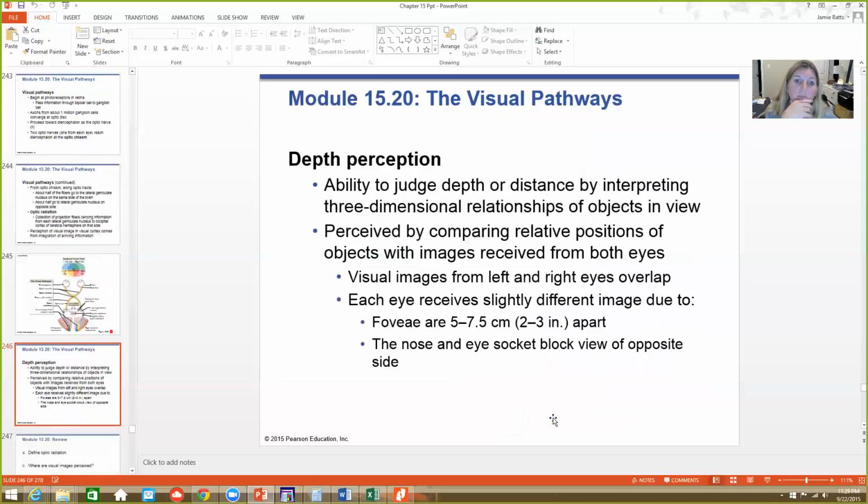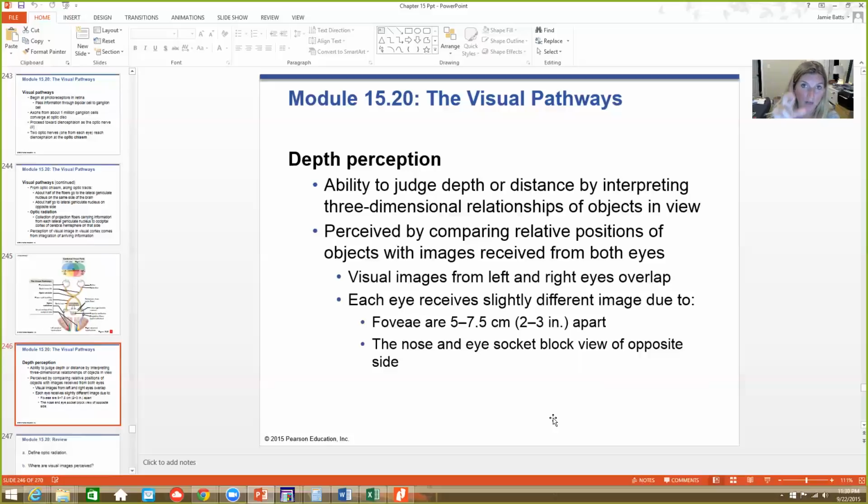How do we see depth? Well, the ability to judge depth and distance is by interpreting a 3-dimensional relationship of all of the objects that we see. So it's perceived by comparing the relative positions of objects with images from both sides of the eye. So really, if you just have one eye, your depth perception disappears. Again, if you're in a familiar environment, your brain compensates. But if you're in an unfamiliar environment, your depth perception may really be out of whack if you try to go around with just one eye.